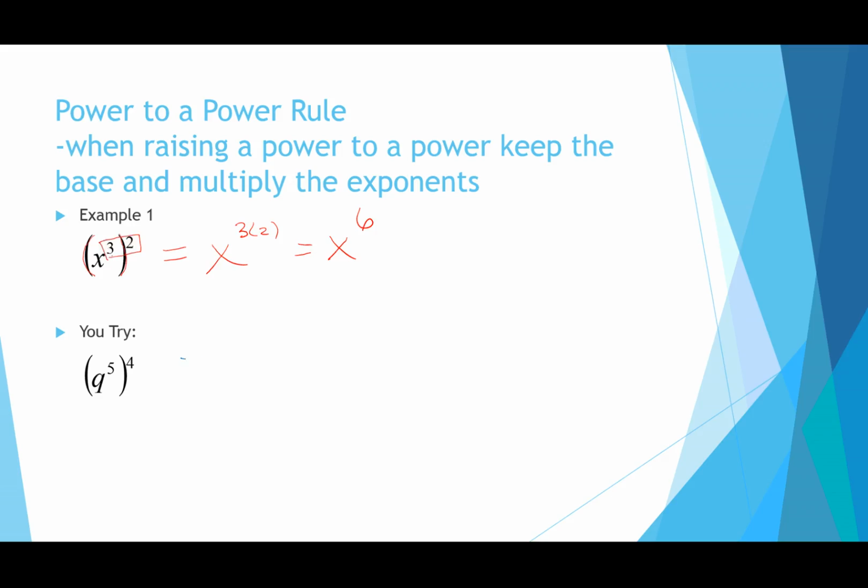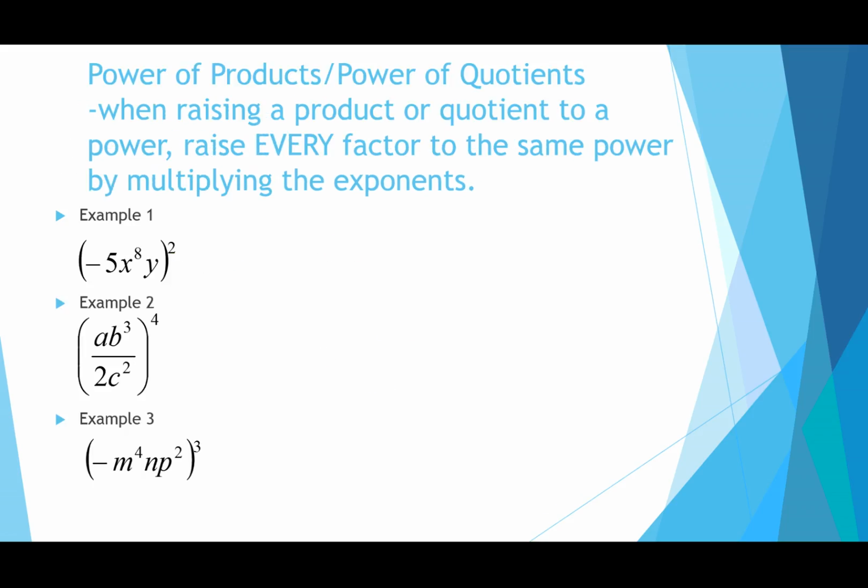Did you get q raised to the 5 times 4 power, which equals q to the 20th? Hopefully you did, because you followed the law that says when raising a power to a power, you keep the base and multiply the exponents. Now, let's look at power of products and power of quotients.